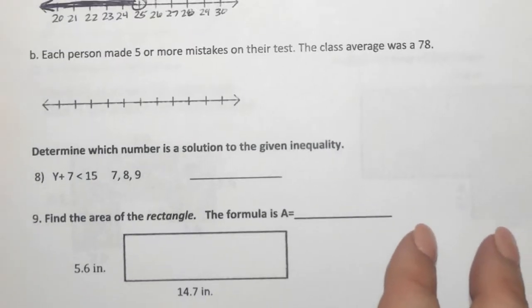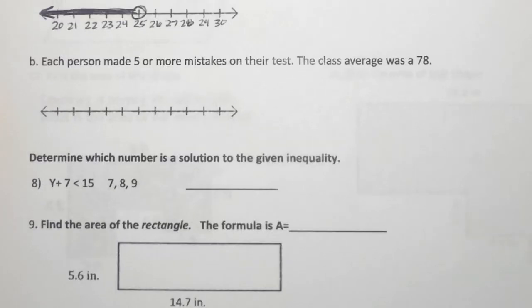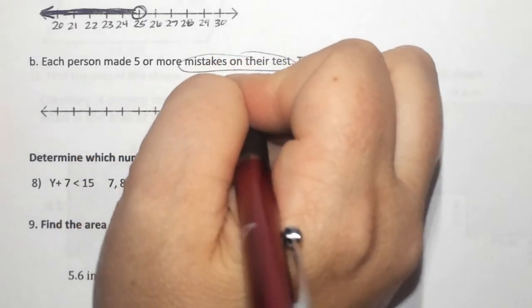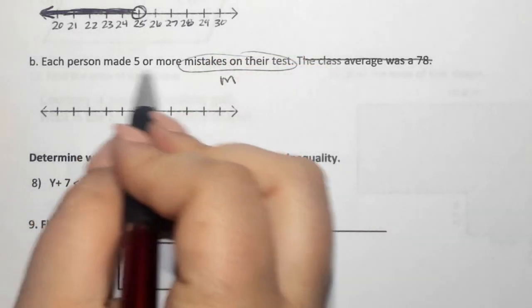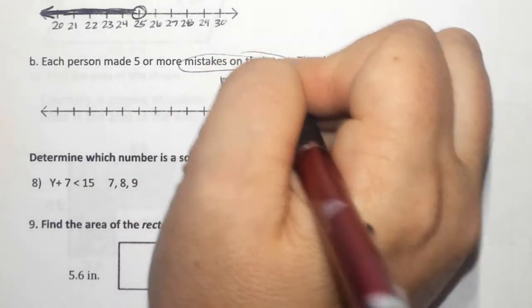All right, letter B, each person makes 5 or more mistakes on their test. The class average is 78. Guys, this class average being 78 doesn't tell me anything about the inequality because the inequality is talking about the mistakes on their test. And it says it's going to be 5 or more. So that's going to be greater than or equal to, and then we get our 5.